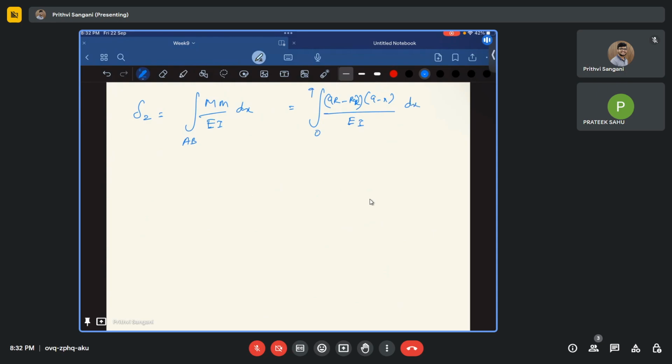Alright? So this delta 2 is going to be, how much is this going to be? You can take R outside: 9 minus x whole square by EI, 0 to 1. This will be simplified to RC divided by EI.